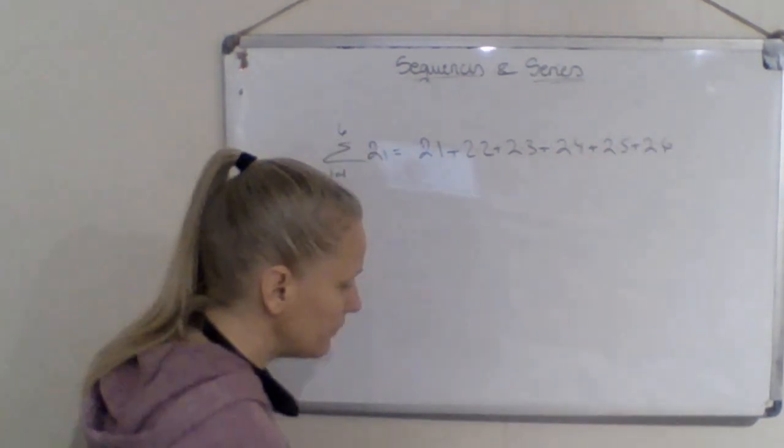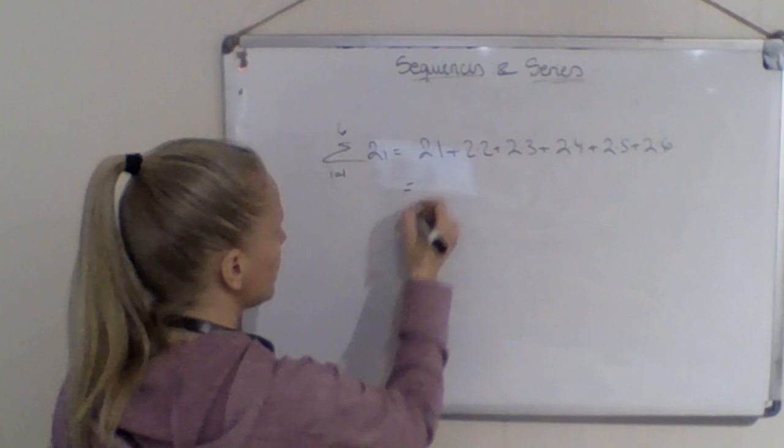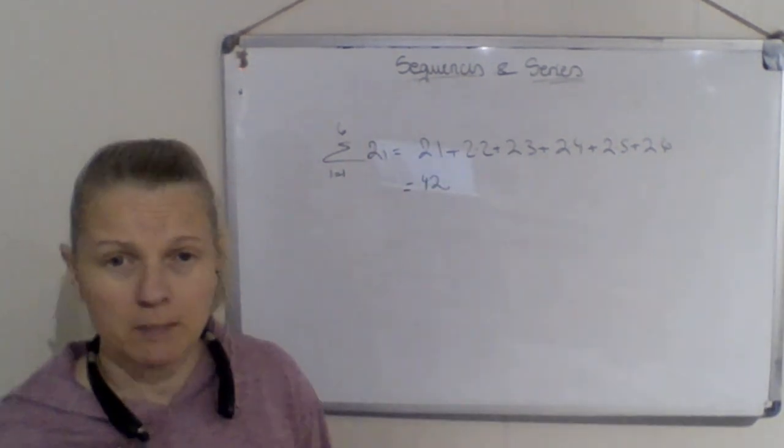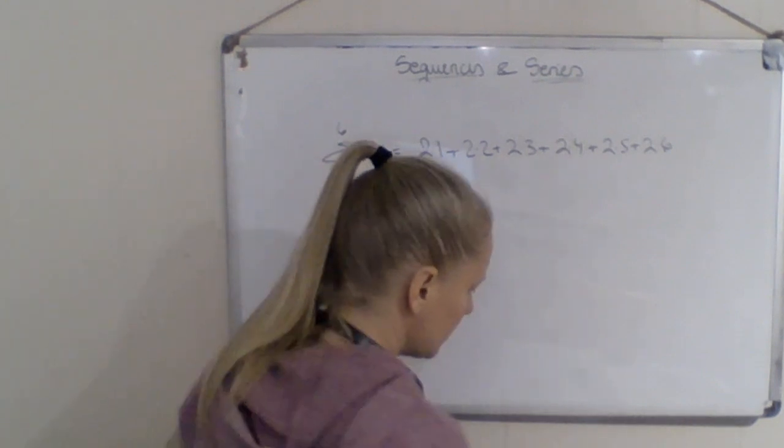And you get to do all of this wonderful math. It ends up being 42. Use a calculator, use your mental math. It doesn't matter what you use. Let's look at the next one.